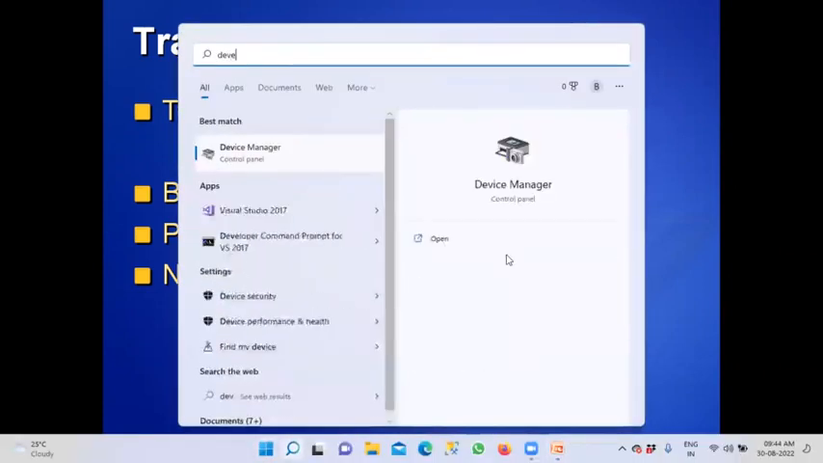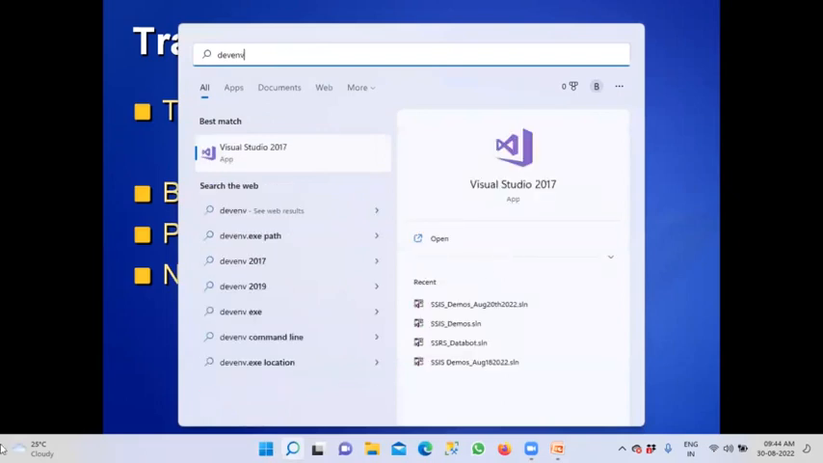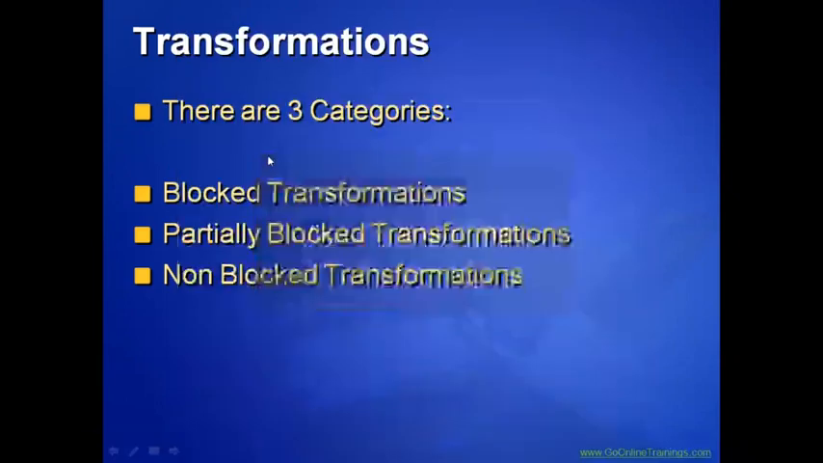Let me open the dev environment. It is going to open Visual Studio 2017.